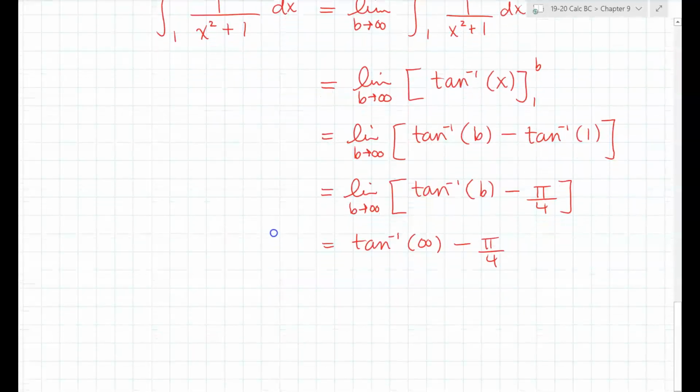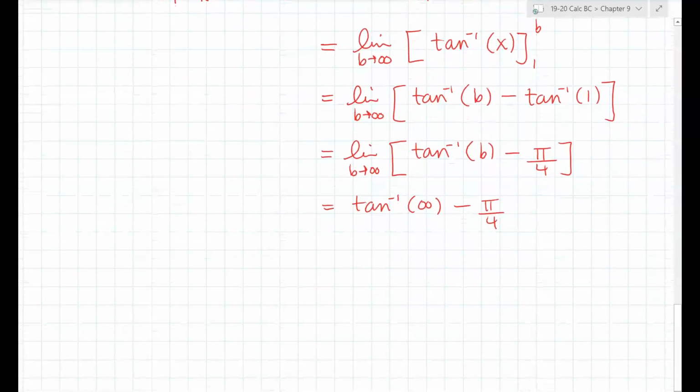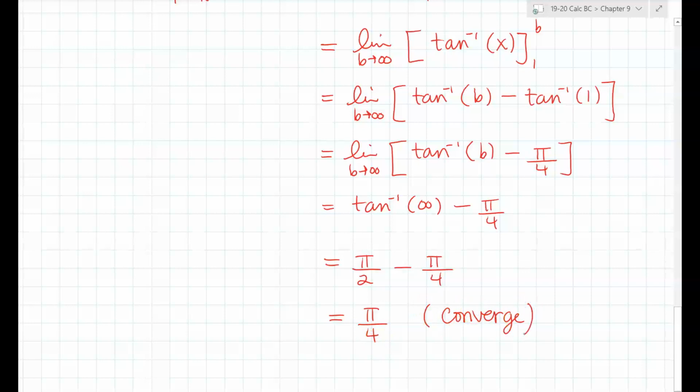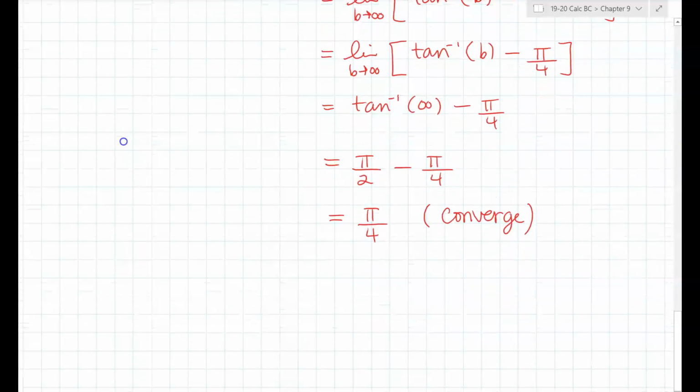Well, if you think about tangent inverse or your tangent function, there's only one angle that makes it go to infinity, and that would be pi over 2. So pi over 2 minus pi over 4 equals pi over 4. Notice this is a constant value, so we say that this integral does converge. It actually has an answer.